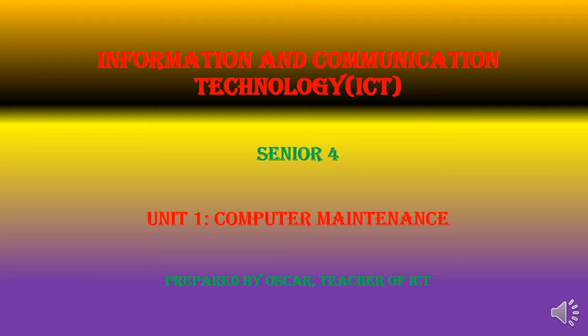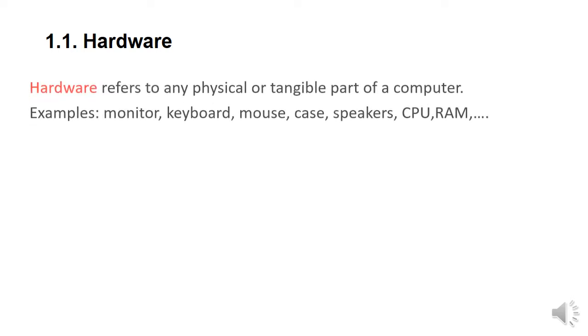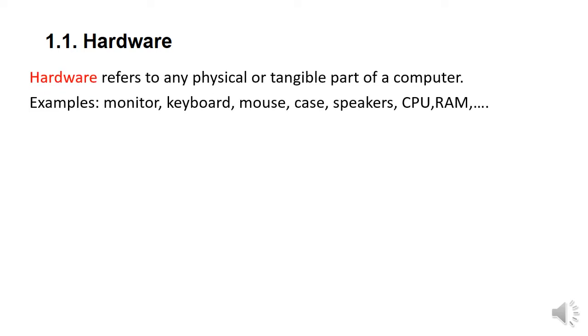Let's go right now. Unit number 1 is computer maintenance. Lesson number 1, computer hardware. Definition. Hardware refers to any physical or tangible parts of a computer. This means that hardware are the physical components that we can see and touch.